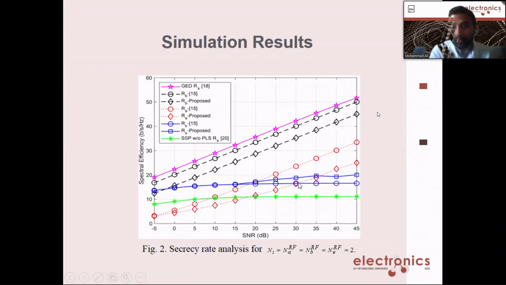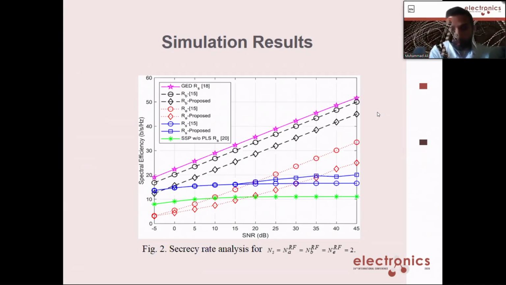But we are interested in the overall accuracy rate. You can see that the circle one represents the most recent algorithm, whereas the square one is the proposed one. You can clearly see that at low SNR values, our proposed model shows similar results. However, at high SNR values, our proposed model shows some better results.